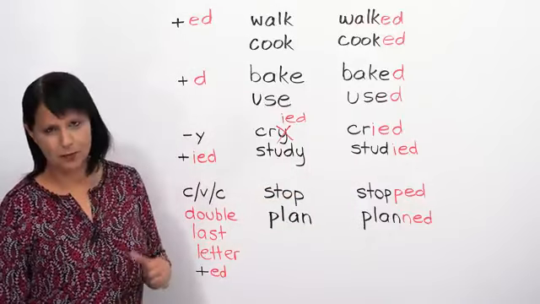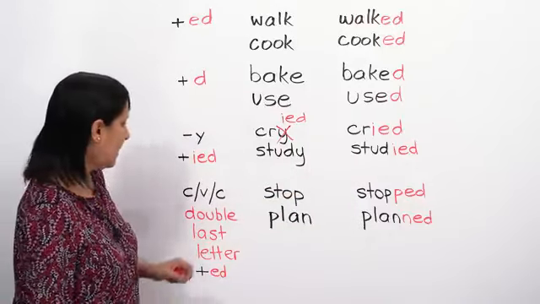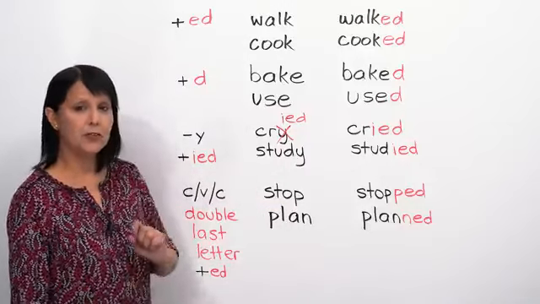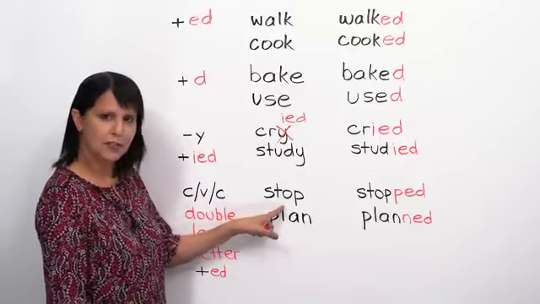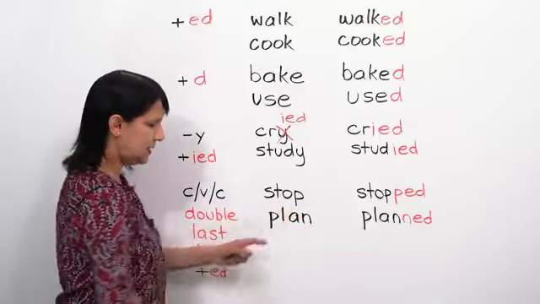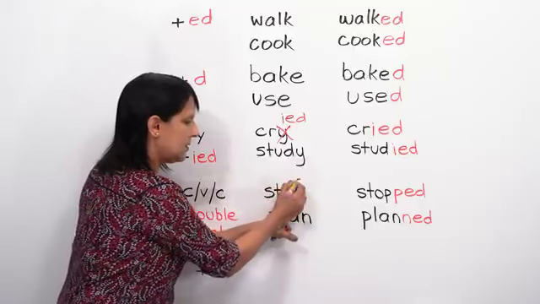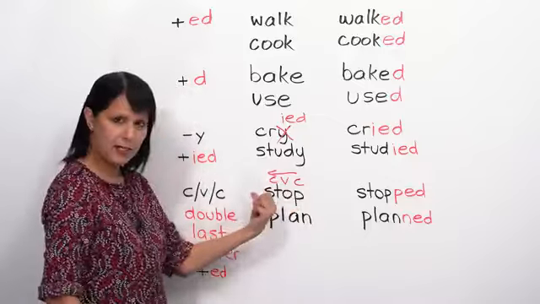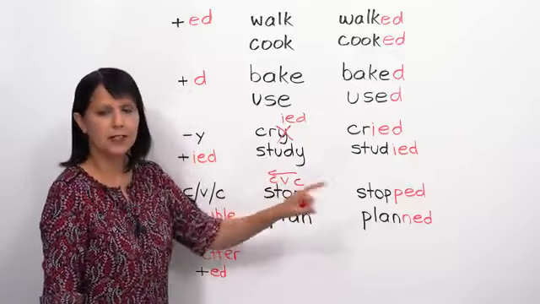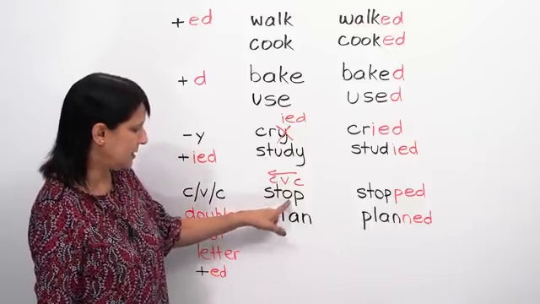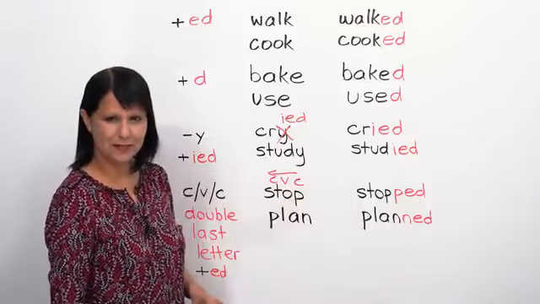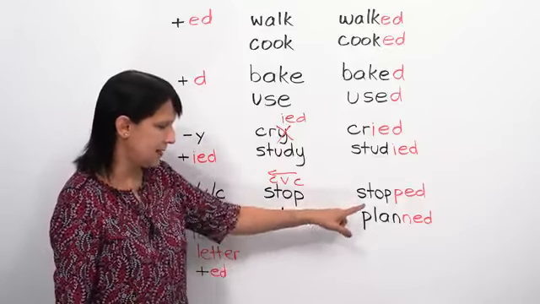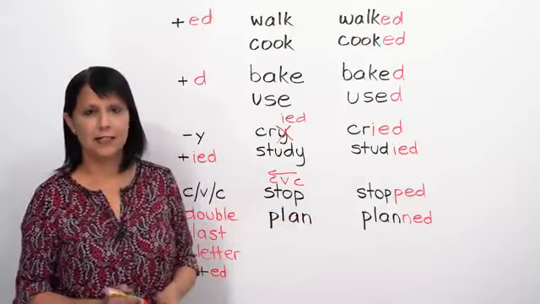And then we have one other pattern that you might see very often, and that is when we double the last letter and then add ed. When do we do that? If you look at the base form of the verb from the end, and you see that there is a consonant and a vowel and a consonant, then we usually double the last letter, as in stop, stopped. Plan, planned. So we doubled the last letter, plus we added the ed.